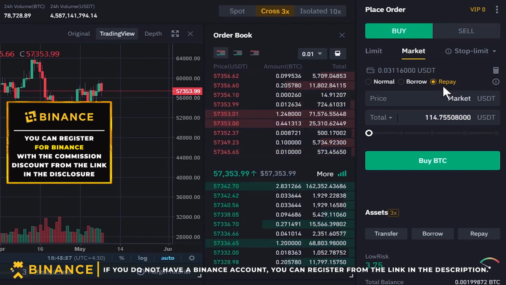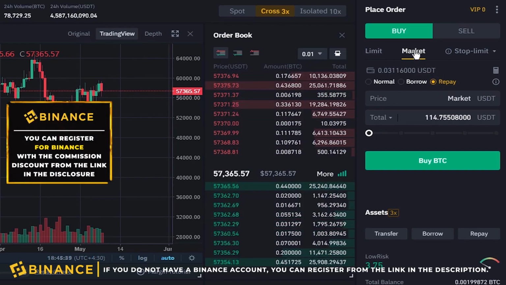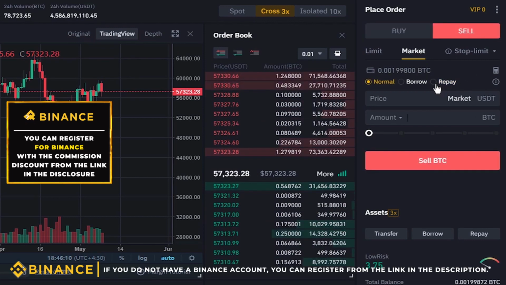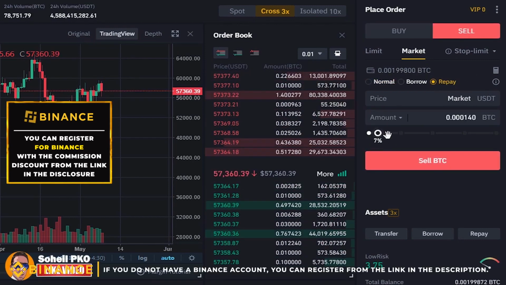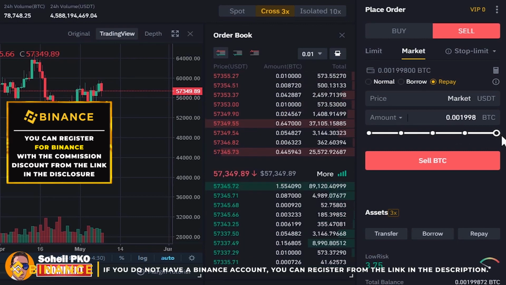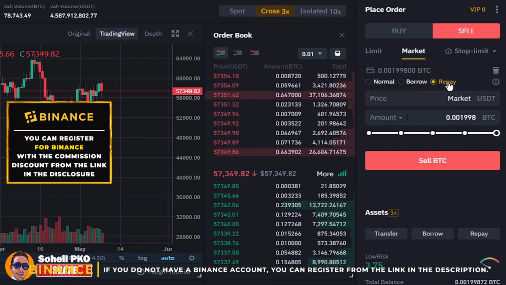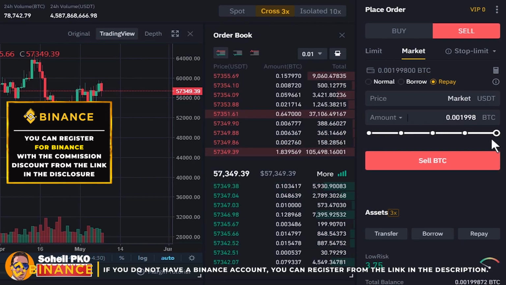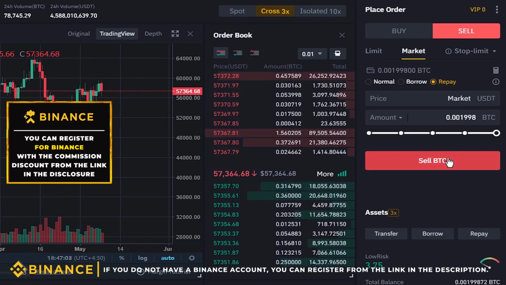the USDT that we borrowed. So let's go to market order, which is already selected. We go to sell tab, selecting repay. We want to sell 100% of our available Bitcoin because repay option is selected. So after the order is executed, our total debt will be repaid automatically. We click on sell BTC.